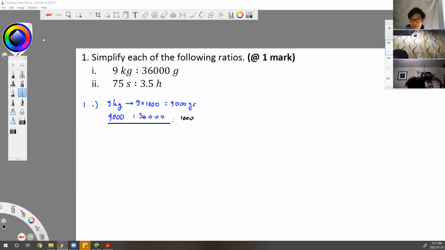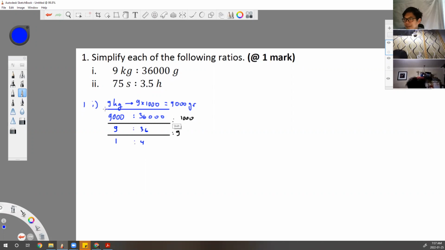Next, after you divide by 1000, it will become 9 and 36. You can simplify further, right? That's simple. Divide by 9, that's the simplest HCF. So we get the final answer 1 by 4. That's the answer.